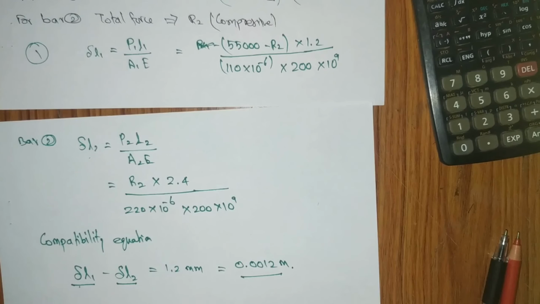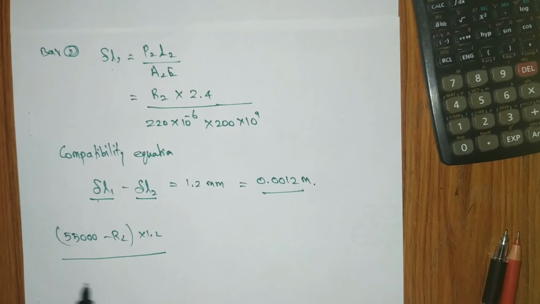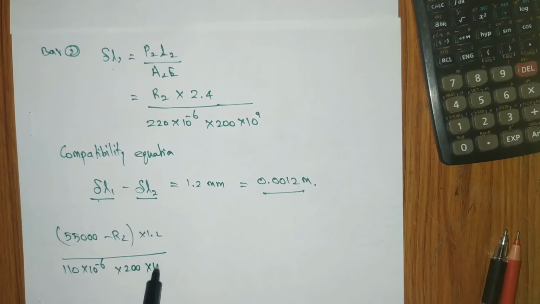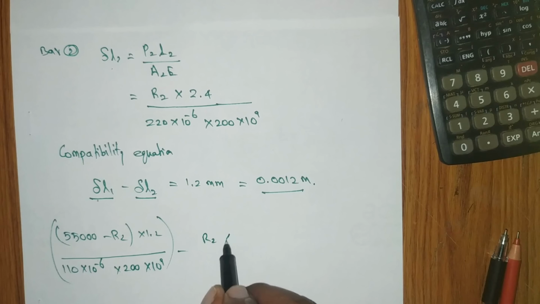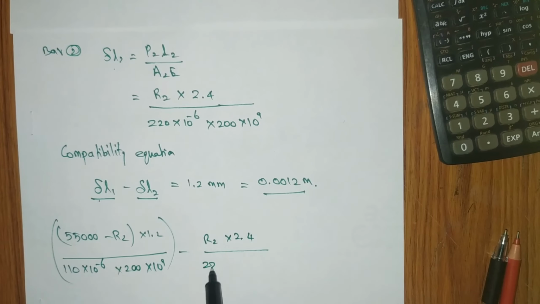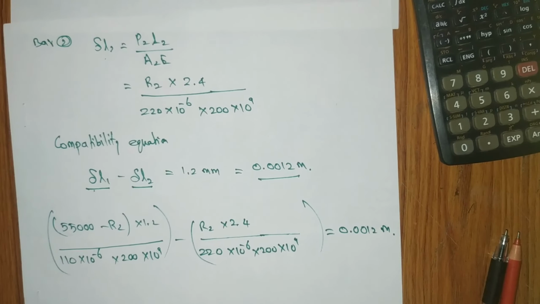We have this one, delta 55,000 minus R2 into 1.2 divided by 110 10 to the power of minus 6 into 202 10 to the power of 9 is minus 2 into 2.4 divided by 220 10 to the power of minus 6 into 200 10 to the power of minus 9, which is equal to 0.0012 meter, right?